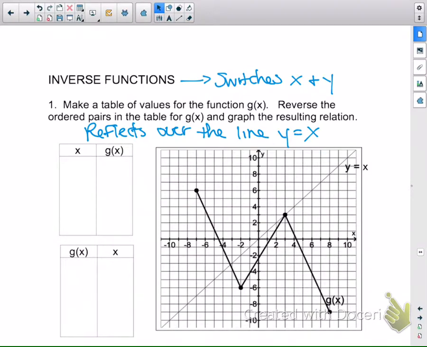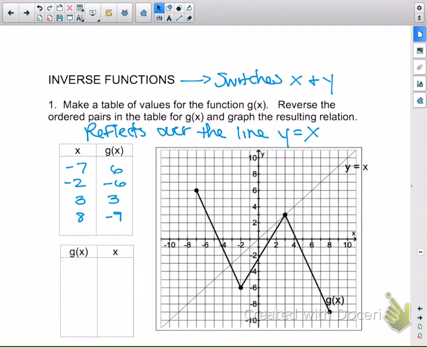So just a quick one where you see this visually here. What are the 4 points that we have on this original function here? Negative 7, 6. Negative 2, negative 6. We have the point 3, 3. And we have the point 8, negative 9. So even though I don't have an equation for this graph, if I wanted to find its inverse, the easiest way is to literally take your x's and y's and flip them.